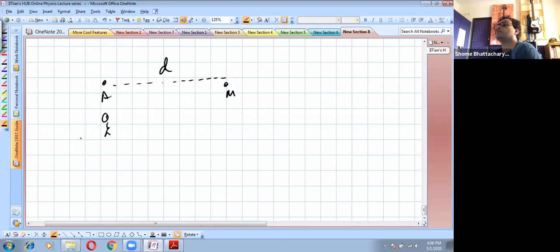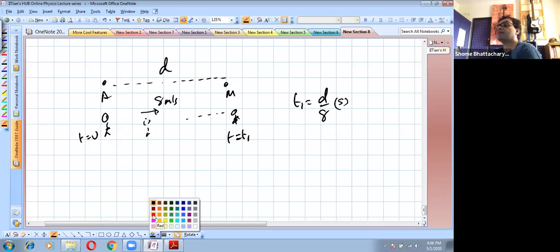So at T equal to 0, he starts here, going at a constant speed of 8 meters per second. So you will reach here at a time T equal to T1. So you can see that T1 will be D divided by 8. If D is in meters, it will be in seconds. Then what is happening thereafter? He is turning back, and now he is coming backwards with a speed of 2 meters per second.